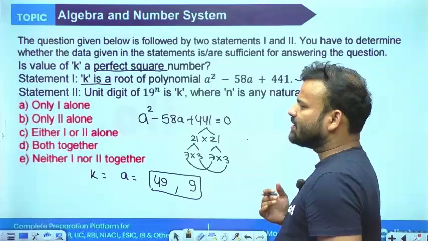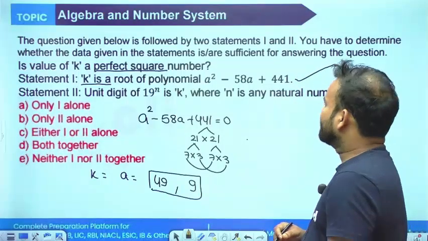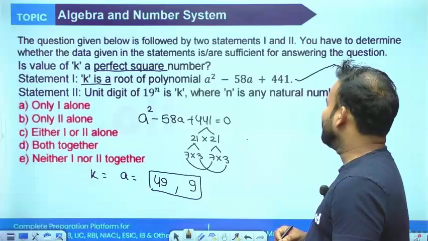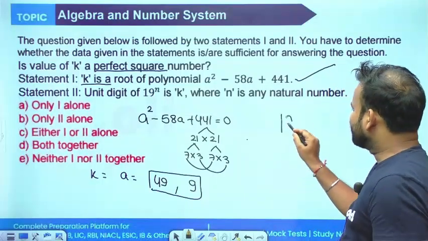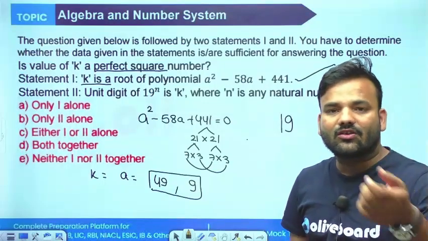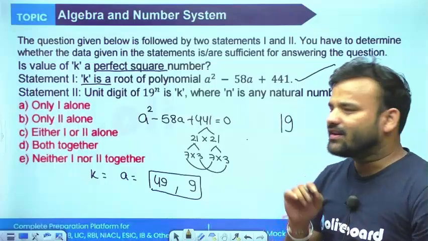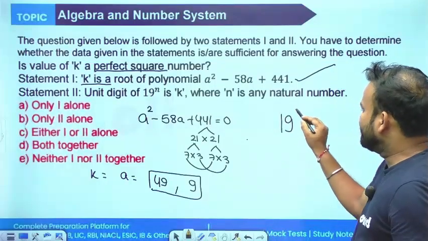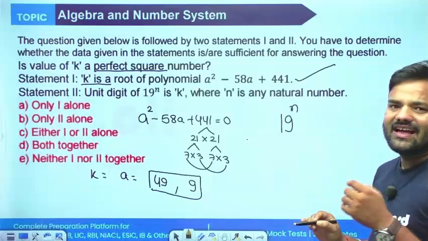What about statement 2? The unit digit of 19 to the power n is k, where n is any natural number. Unit digit, yesterday we have seen this concept: unit place, factors, remainder theorem, number of zeros. All that we will be using in our algebraic expressions. So 19 to the power n has unit place k, where n is any natural number.